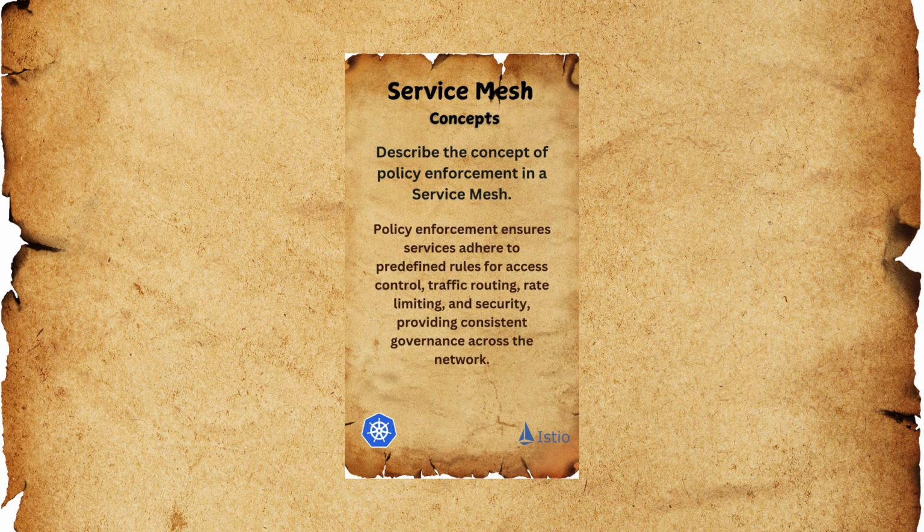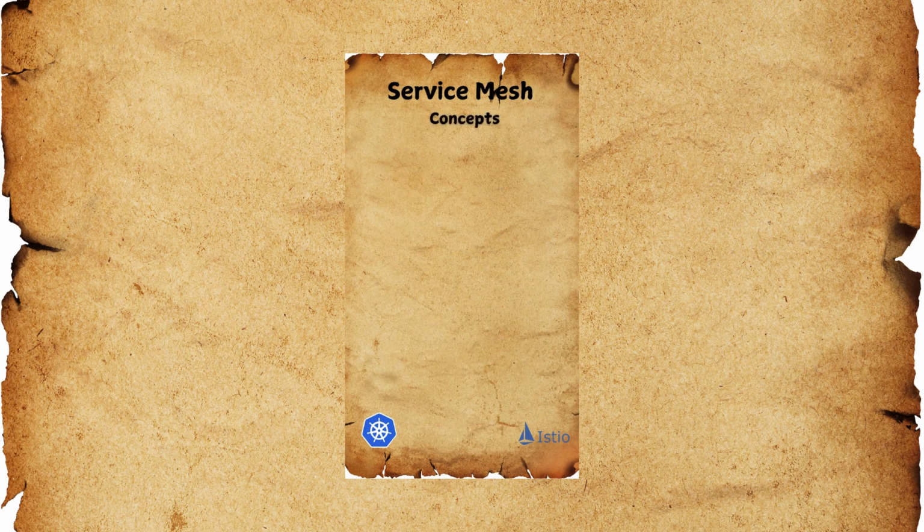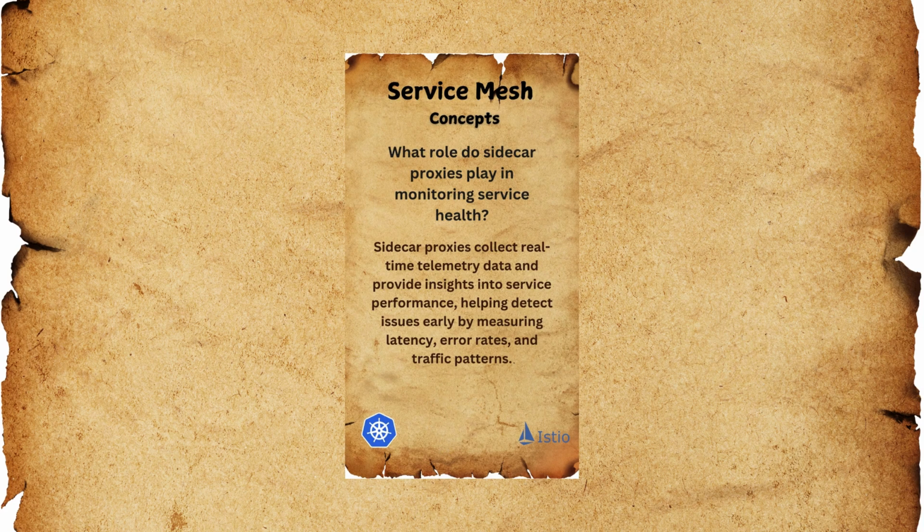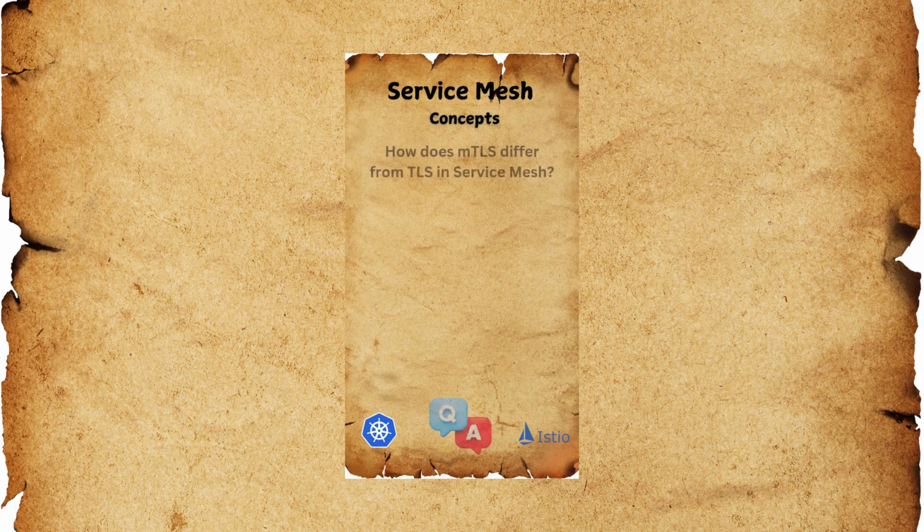Policy enforcement ensures services adhere to predefined rules for access control, traffic routing, rate limiting, and security, providing consistent governance across the network. What role do sidecar proxies play in monitoring service health? Sidecar proxies collect real-time telemetry data and provide insights into service performance, helping detect issues early by measuring latency, error rates, and traffic patterns. How does mTLS differ from TLS in service mesh?